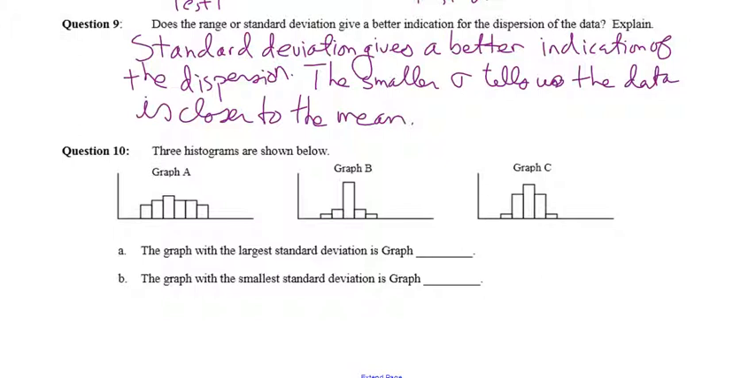Three histograms are shown below, A, B, and C. The graph with the largest standard deviation is A. The graph with the smallest standard deviation is B. The one with the standard deviation in between A and B, assuming the scales are the same, is C. Done.